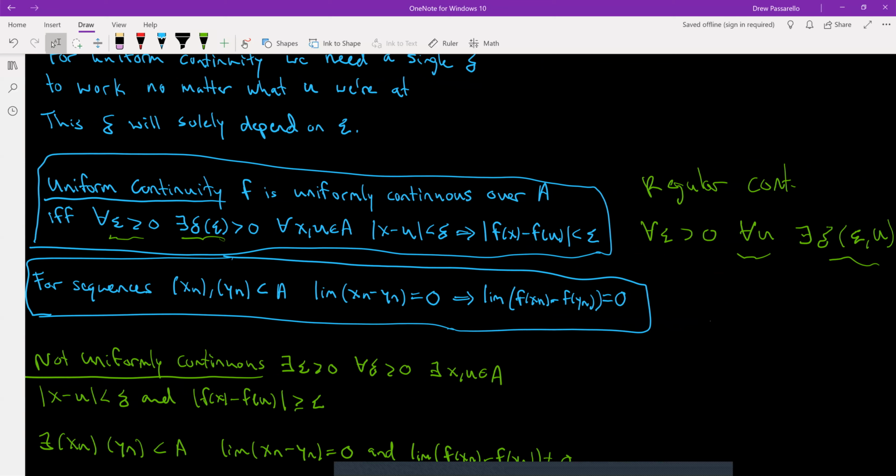Now for sequences, if you have two sequences, xn and yn, if the limit of the difference xn minus yn is equal to 0, then the limit of f of xn minus f of yn is also equal to 0. So that's a way to test for uniform continuity for sequences.